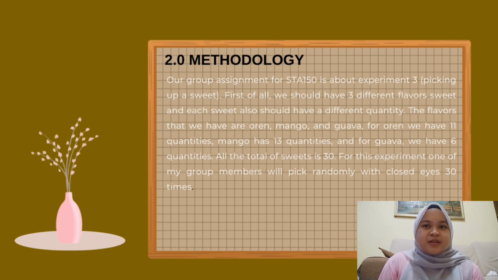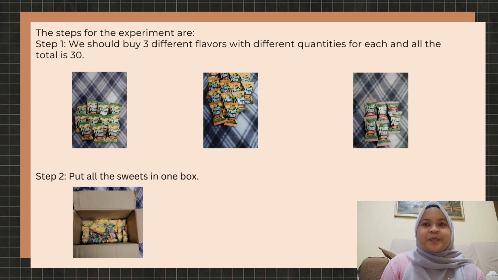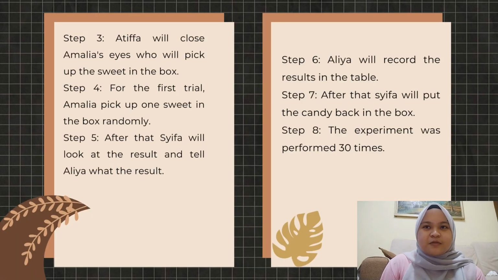For this experiment, one of my group members will pick randomly with closed eyes 30 times. The steps for the experiment are: Step 1. We should buy 3 different flavors with different quantities for each, and the total is 30. Step 2. Put all the sweets in one box. Step 3. Atifa will close the eyes of Amalia, who will pick up the sweet in the box.